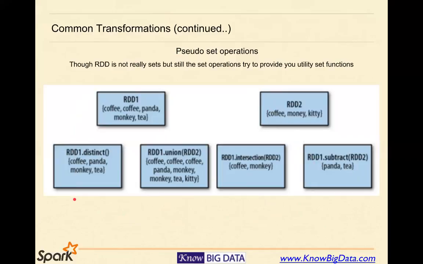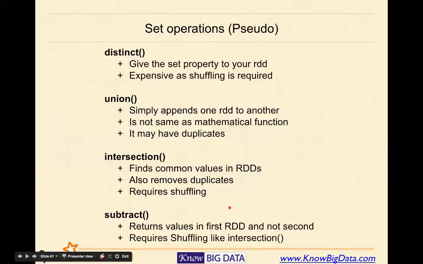So you can do a lot of magic with the set operations, like finding out the students who love geometry as well as trigonometry and so on. Those kinds of complex operations you can do with this. So distinct gives the set property to your RDD.